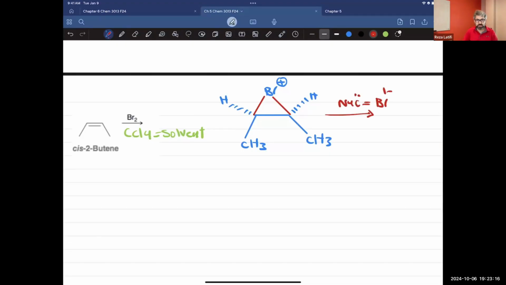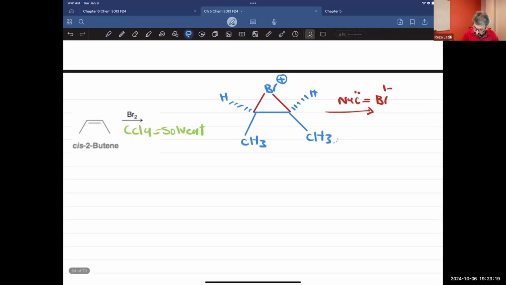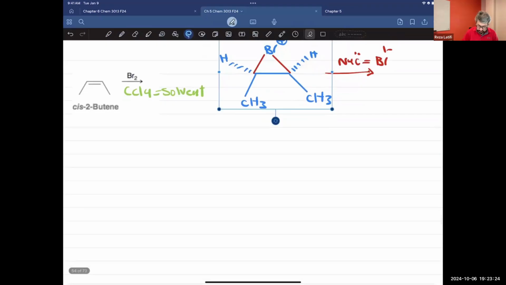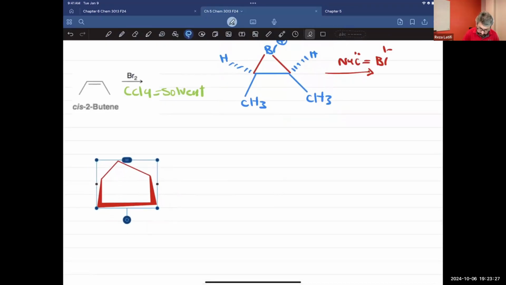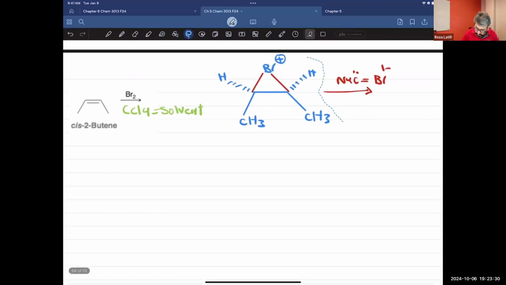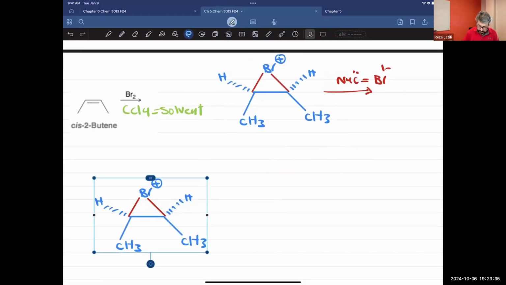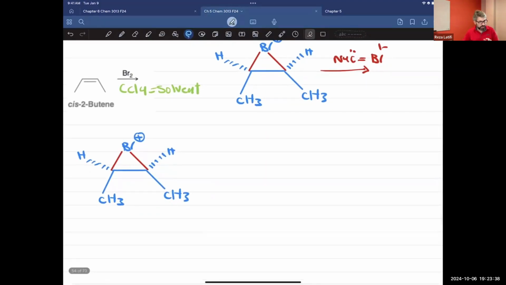When the bromide attacks this, it will give you two isomers, whether the addition is from the top or bottom. So say the addition happened from the bottom, because the bromonium right now is on the top. Bromonium is on the top, so I'm going to attack it from the bottom. If I attack this one or that one, let's see what we get.